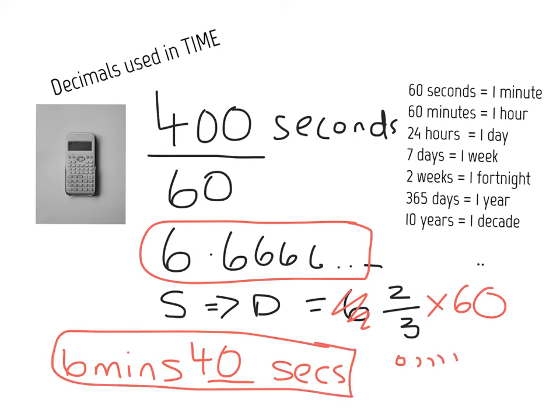What it will look like is 6 bubble, which means minutes, the biggest thing there, 40, comma, and then it's got a 0 at the end, which you don't have to worry about. Okay, have a go on your own.